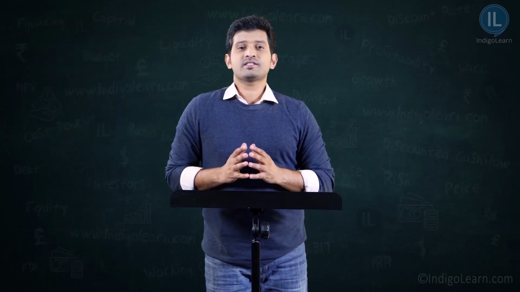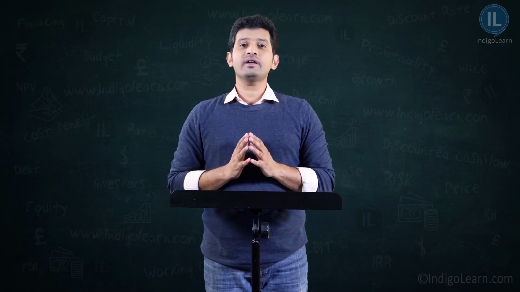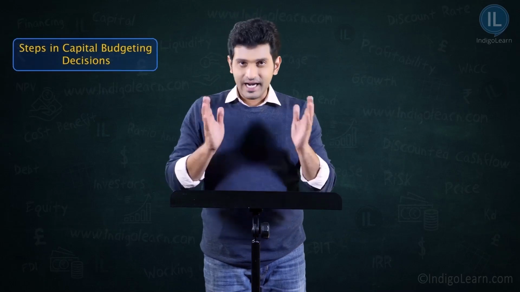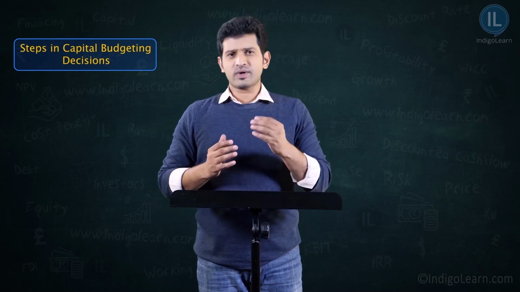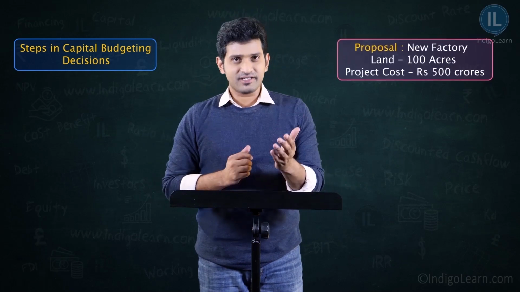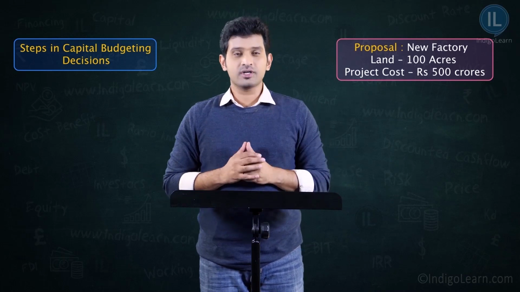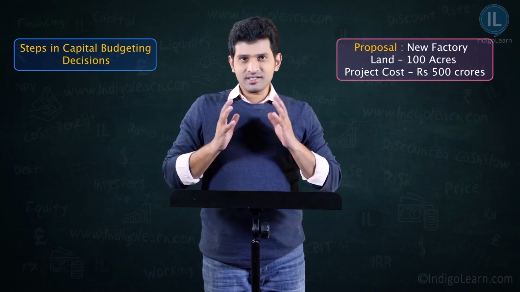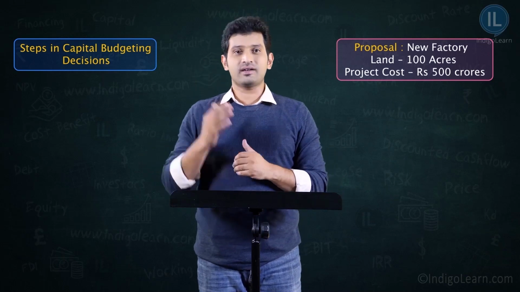Now friends, let's move ahead into the next aspect, that is the steps involved in the process of capital budgeting decisions. Before we name all the steps, let us once go back to our example, that is Reliance Industries setting up a factory on 100-acre land worth 500 crores. Let's go back to this example and see what the steps can be, and then we will come back to the technical names and terms of the steps.